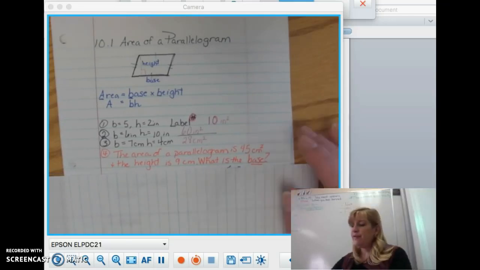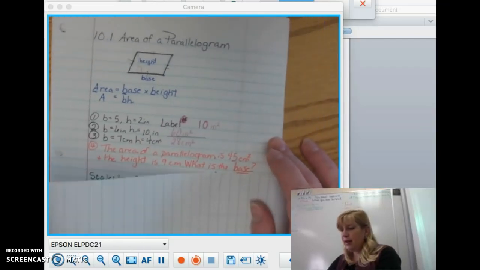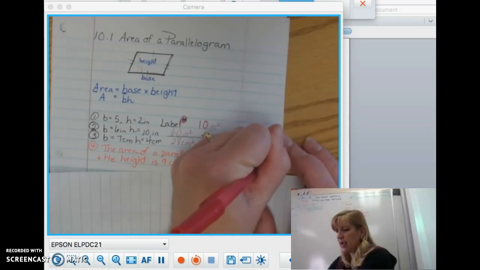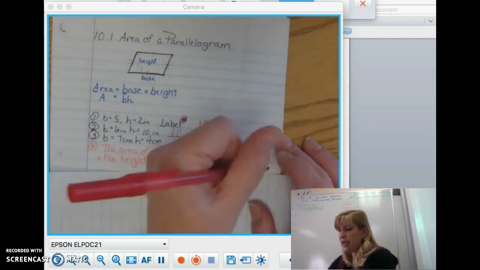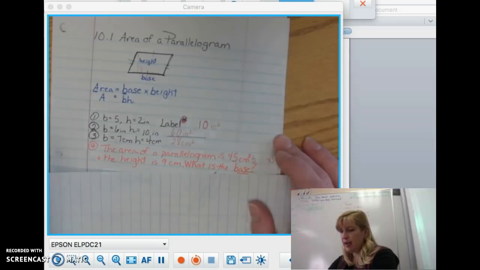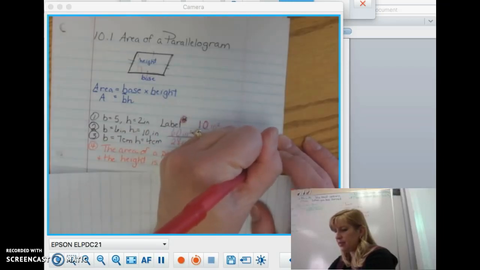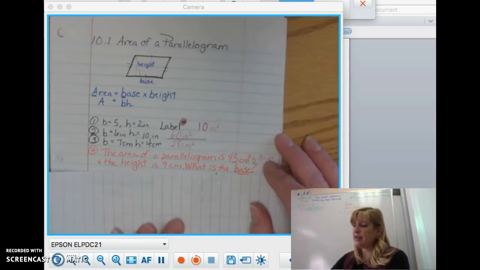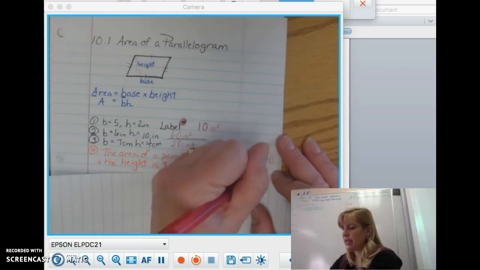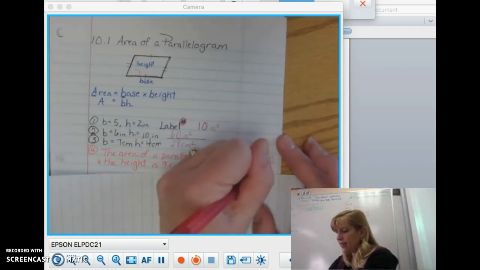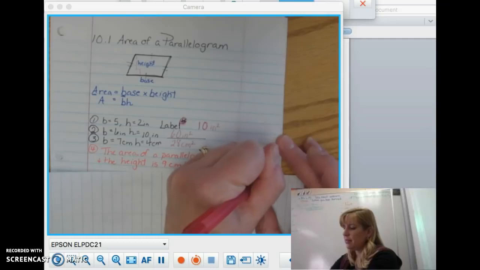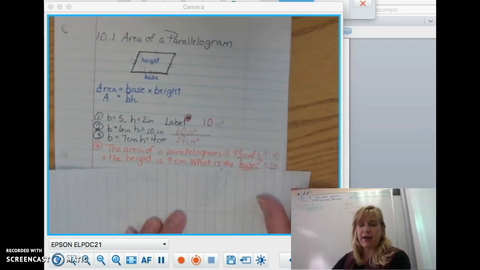All right, so if you know that your total is 45, and you know that you need the base, you have base times the height is 9 equals 45. If I divide this side by 9 and this side by 9, I am going to know that the base is going to need to equal 5, and we need to label that. And it's not centimeters squared, it's centimeters, because this is our square number, this 45 that we have right there.